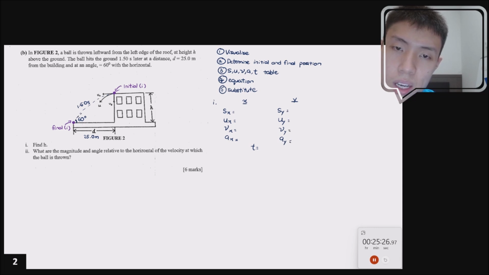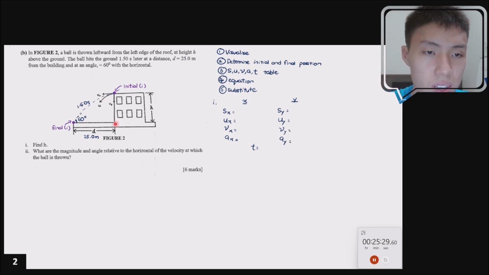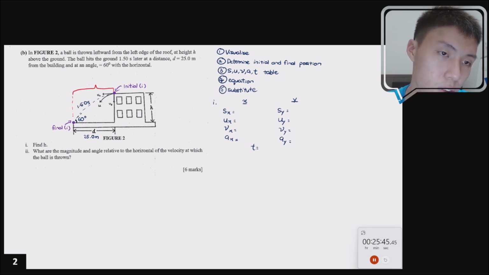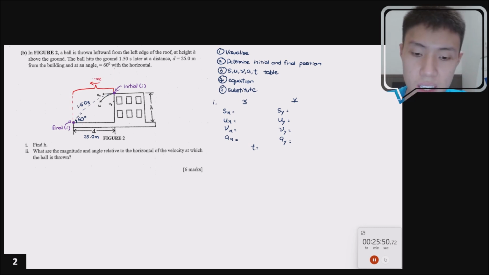Okay. So Sx is the horizontal displacement from this point, the initial point, to the final position. What is the horizontal displacement? It will be measured from here until here, which is this point over here. We see that the direction is to the left, so this will be negative. So it's a negative displacement. So for this one, we write it as negative 25.0 meters. That's D, right? Negative 25.0 meters. That's what we have for horizontal displacement.